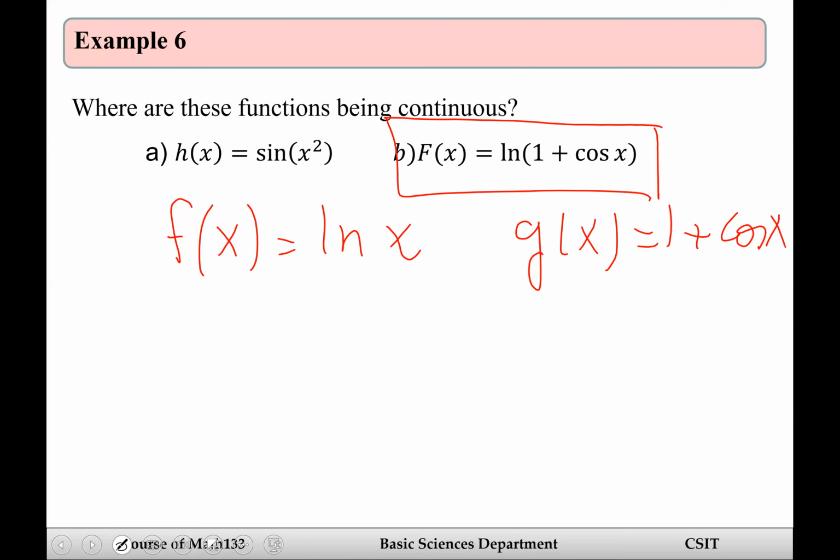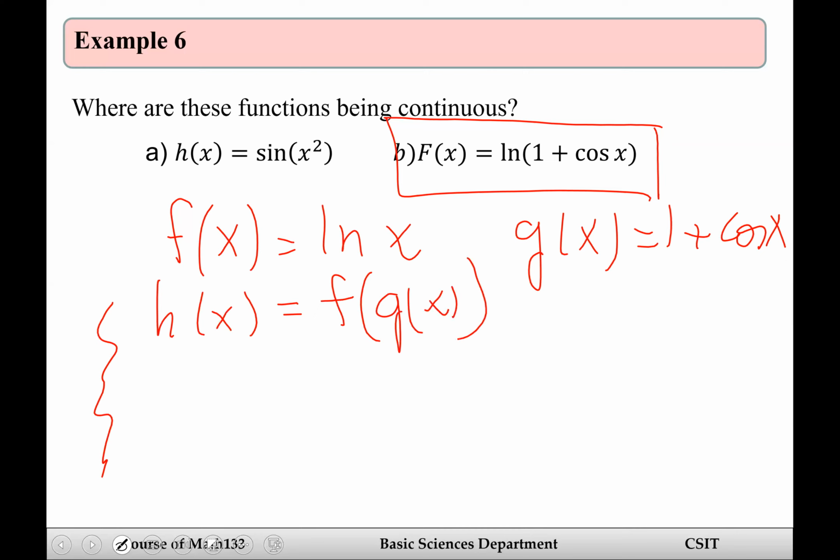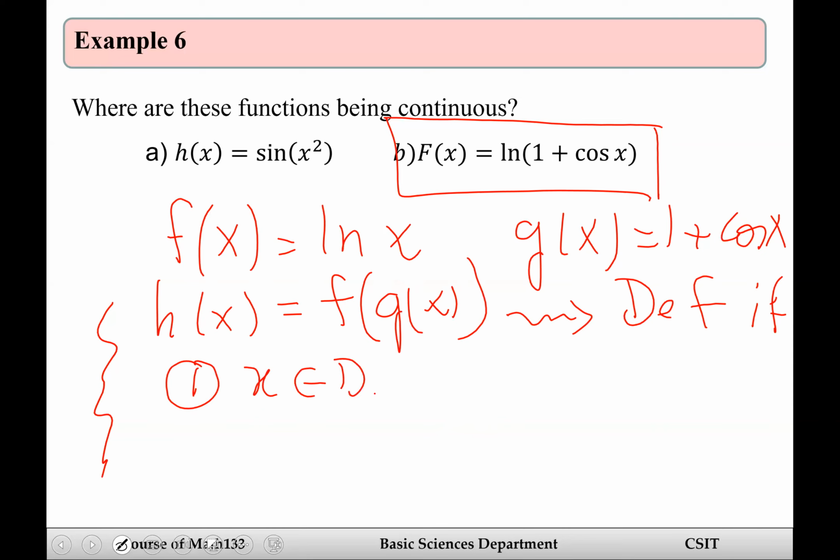What we should have, in general, let me recall something. If you have h of x equal to f composite with g of x, to make sense of this definition, we have the following: 1, take x in the domain of g, that will give you a condition, write it.